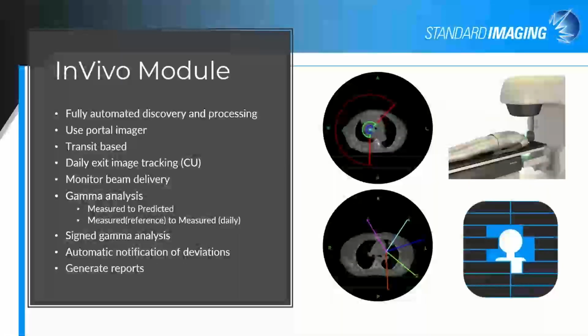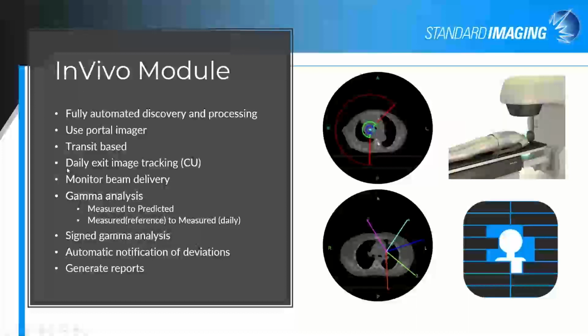So the INVIVO module, this is what we're going to spend most of our time on today. It does consist of a fully automated discovery and processing. So no manual steps once the software is set up and commissioned. Does use the portal imager. So this is a transit-based evaluation. So the beam passes through the patient. We're not doing a back projection. This is actually using that transit information.